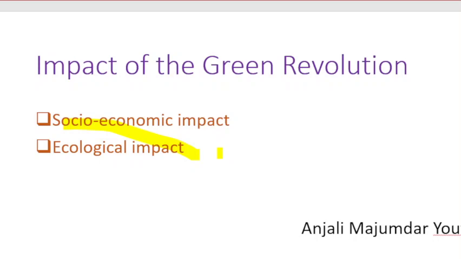And lastly, environmental degradation. Why environmental degradation? Because of the uncontrolled use of chemical fertilizers and pesticides. They started degrading the environment by increasing pollution in land, water and air. So this is all about the green revolution.